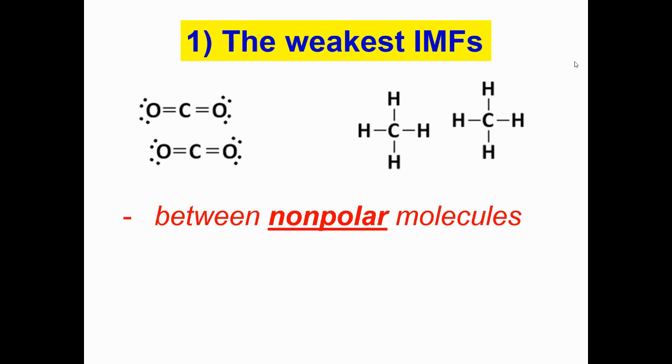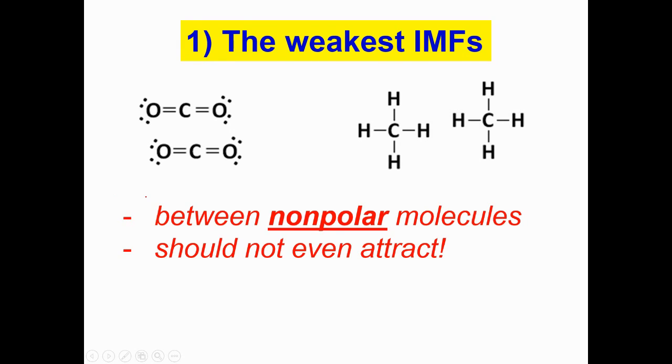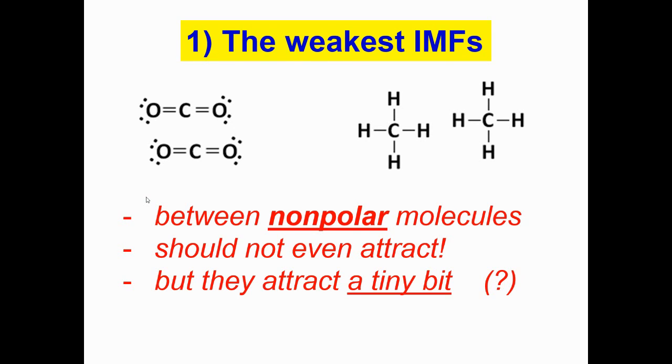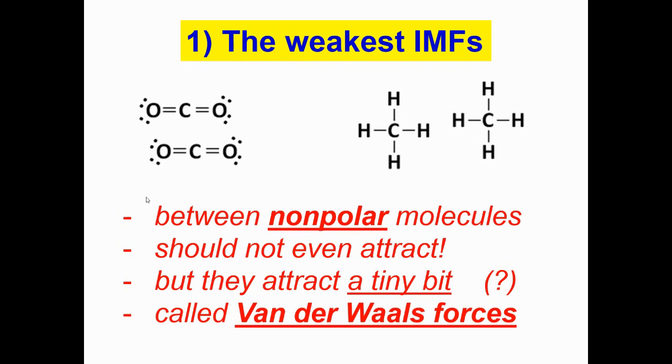The weakest IMFs are between nonpolar molecules. The weird thing here is these nonpolar molecules shouldn't even attract each other. They don't have a negative end and a positive end. There's no reason for them to be attracted to each other like little magnets. But because molecules are weird, they attract each other a tiny little bit. When molecules get near each other, they basically induce a dipole in each other and they get a little bit attracted to each other. Don't worry about it, it's weird, but nonpolar molecules shouldn't attract, but they do. They attract a tiny little bit. And these weird, weak IMFs are called van der Waals forces. Okay? The weakest IMFs are between nonpolar molecules that shouldn't even attract each other, but they do.